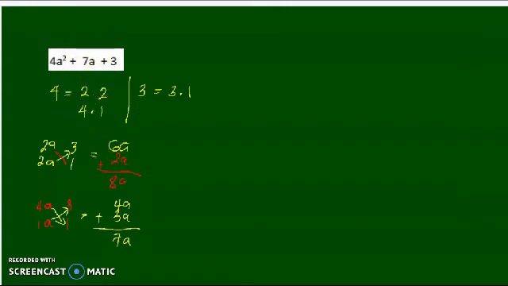So to get the factors, horizontally, that's 4a plus 3 and a plus 1. So again, the factors are 4a plus 3 and a plus 1.